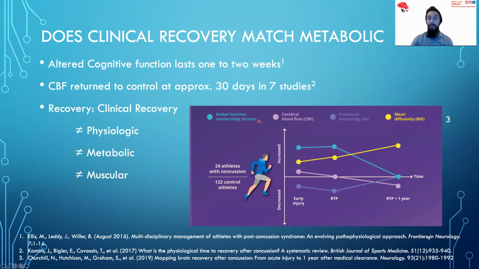So there's many different things going on in the brain. These are all different measures of brain function. And we're comparing 24 athletes with a concussion to 122 control athletes. This white line here is our control over time. We see decreased here, increased here. And what we're looking at is early injury. This is within a few days after the athletes were injured.